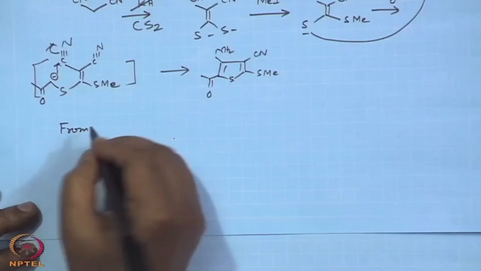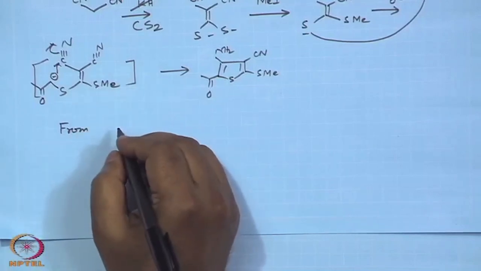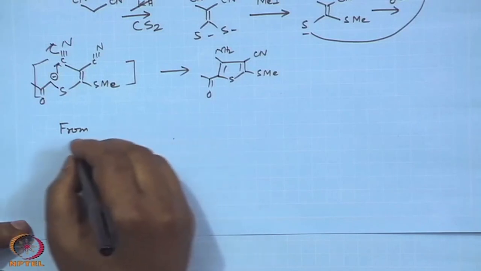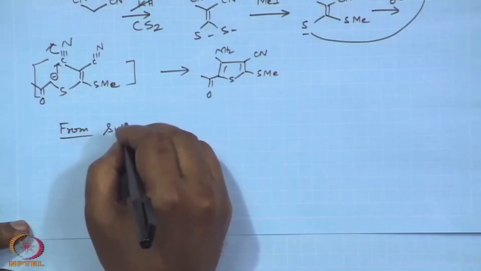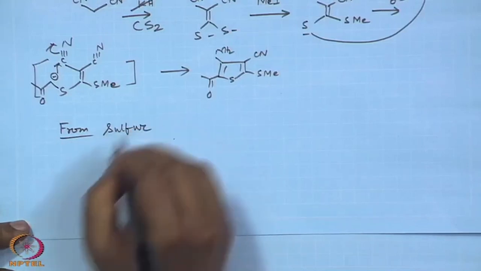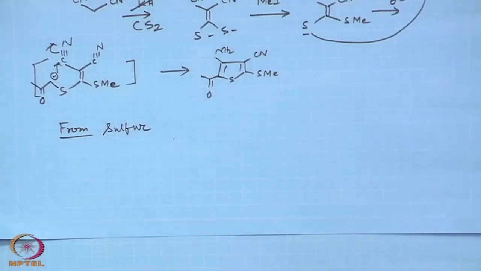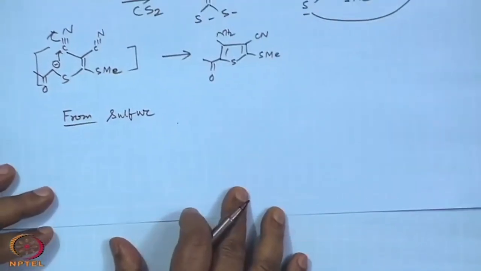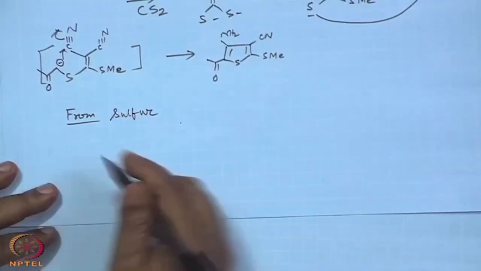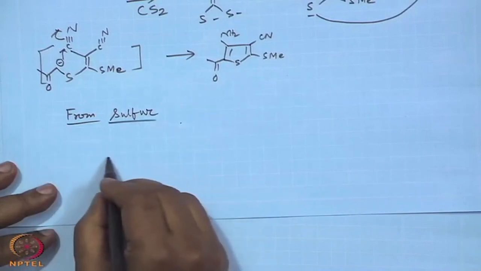Next, let us give one more example, from elemental sulfur. So long we have been using sulfur-carbon compounds, and now elemental sulfur also can be used to form thiophene. And this is a case, like in this example.